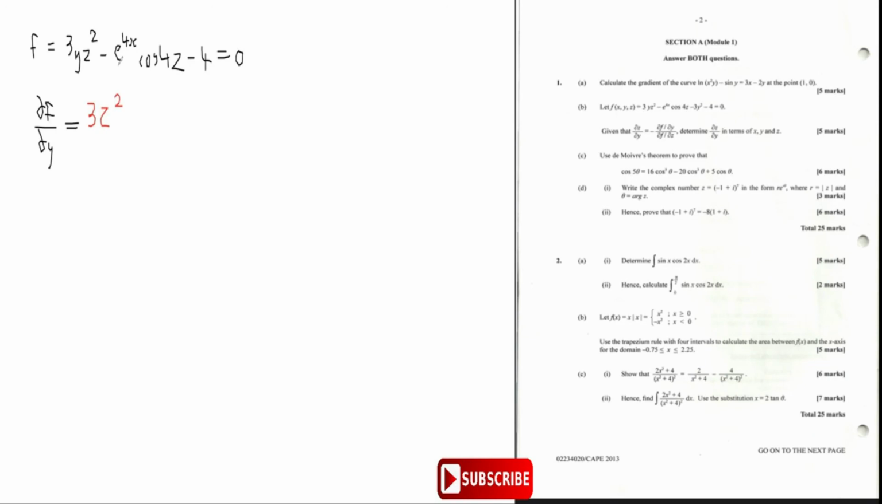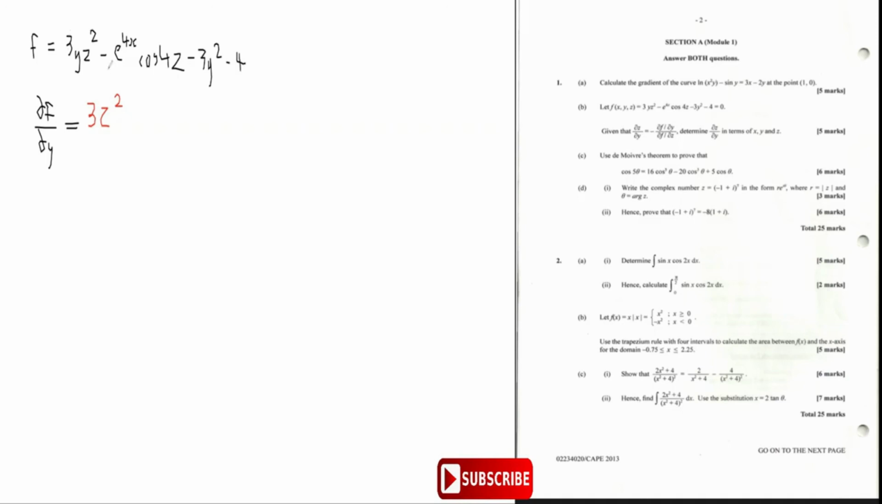Oh, something was missing out of the question. I missed something out of the question. I was like, why does it look so short? It was e to the 4x times cosine 4z minus 3y squared minus 4. Now the question is finished.